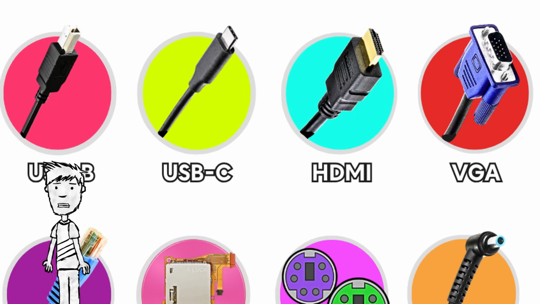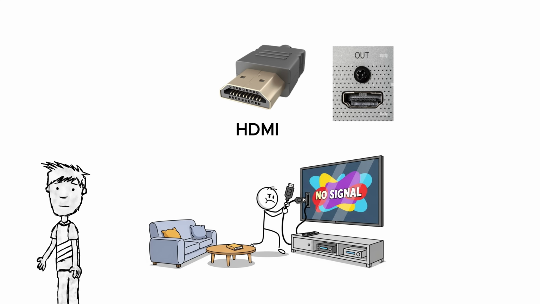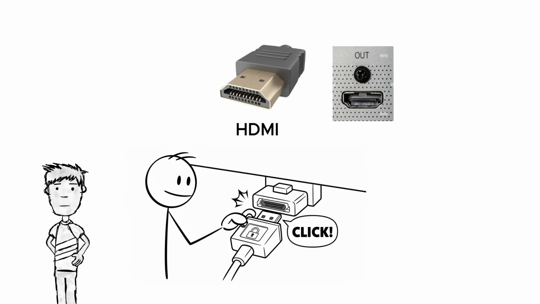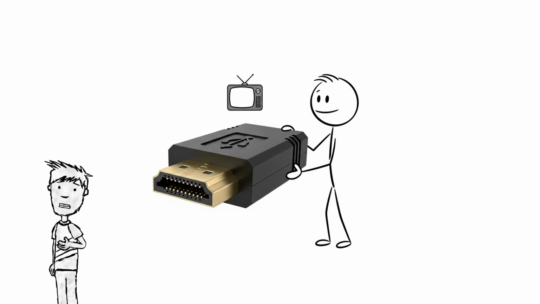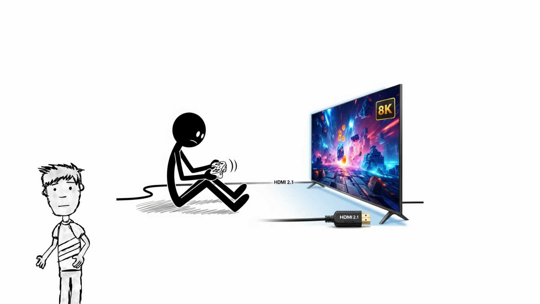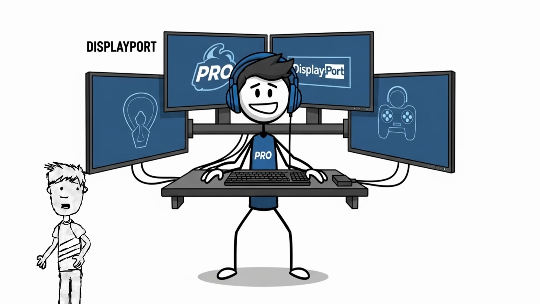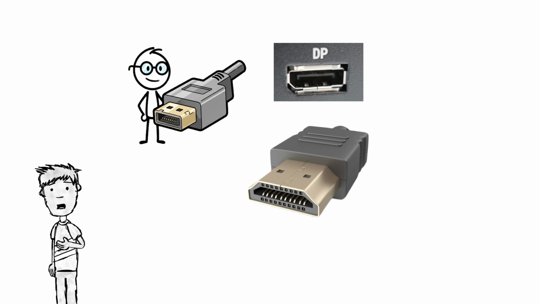Video ports. HDMI is the flat, trapezoid-shaped port you'll find on every TV, video game console, and most computers. It's the king of the living room. Newer versions, like HDMI 2.1, are fast enough to handle super crisp 4K or even 8K video, making your movies and games look incredible.